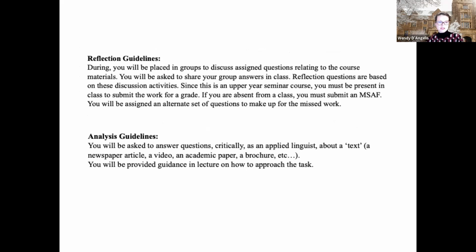So reflection guidelines. Oh, something is missing from us during, and I think something got erased here. During class, you'll be placed in groups. I apologize for that. During class, you'll be placed in groups to discuss assigned questions relating to the course materials. That will happen from next week on, not so much today. You'll be asked to share your group answers in class. I will have one question for you today specifically, but we won't do a lot of it today, okay? Reflection questions are based on the discussion activities.